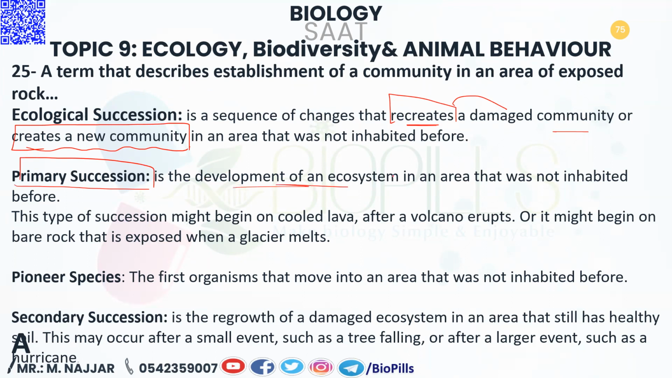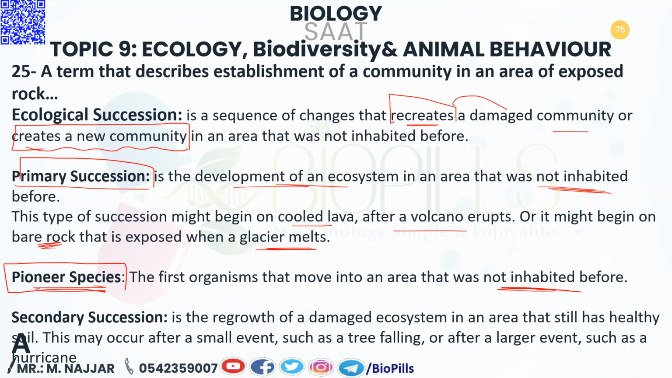So primary succession is the development of an ecosystem in an area that was not inhabited before, such as the bare rock here in this case. This type of succession might begin on cooled lava after a volcano eruption, or it might begin on bare rock that is exposed when a glacier melts, for example. And the first living organisms that move into an area that was not inhabited before are the definition of pioneer species, important as well.